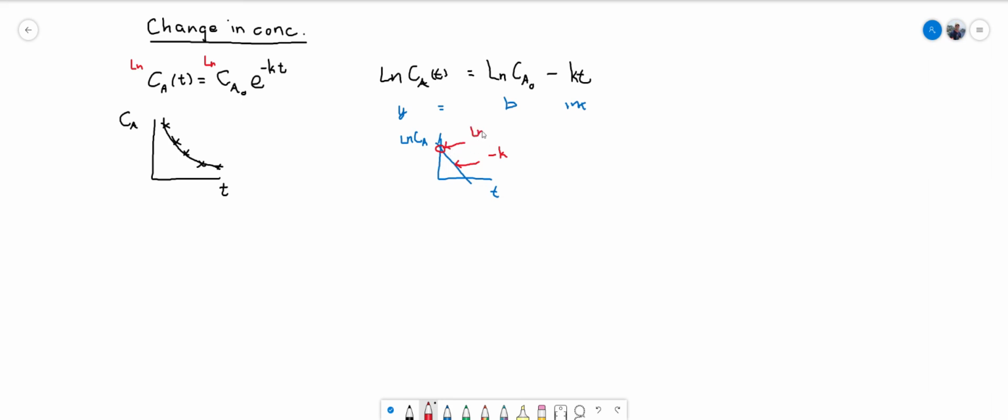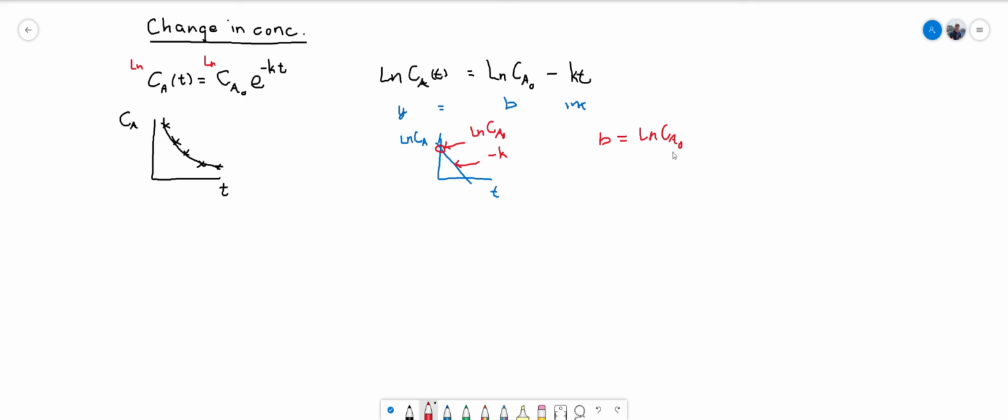the natural log of my original concentration here, okay. See, my y-intercept is my natural log of my original concentration. So if I want to know what my initial concentration is, all I have to do is use, well, b equals the natural log of the original concentration, okay?